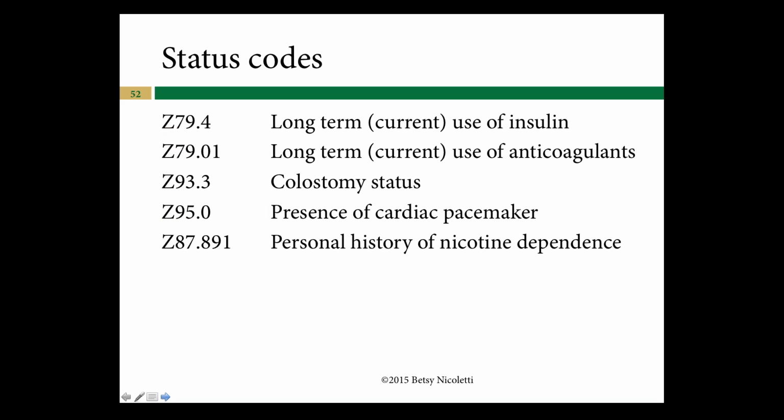There's some status codes. Some of us are using these now, and it depends on your practice whether you are or not. Long-term use of insulin or anticoagulants, we should be reporting that. Colostomy or other kind of artificial opening, so a patient who has a breathing tube, who's got a PEG tube, whatever, we're going to report those statuses. Presence of a pacemaker, and then maybe personal history of nicotine dependence we could be reporting.